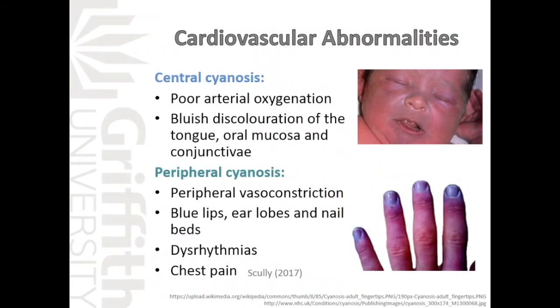So as I said before, I'll show you some pictures of cyanosis. So the top picture is the baby showing central cyanosis with blue discoloration around the mouth and lips, and likely if we had a better look would be a cyanosis of the tongue. And then the bottom picture is peripheral cyanosis with blue colors to the fingertips.